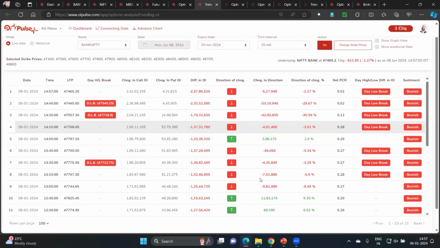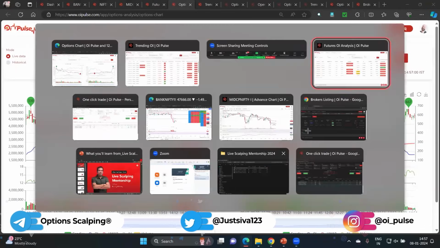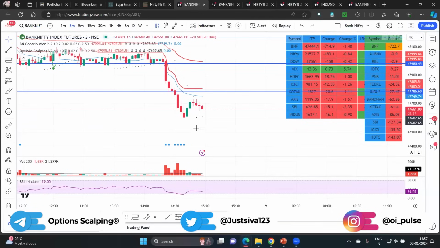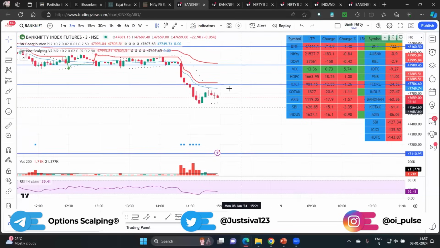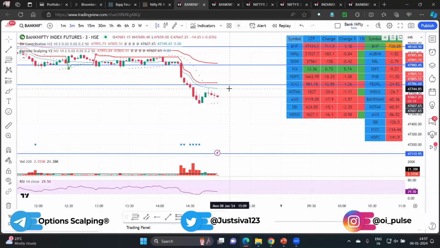Plus, on the chart, it has all been falling and it has been trading below the VWAP from morning. So every move on the upside, I will use it as an opportunity to sell this market.